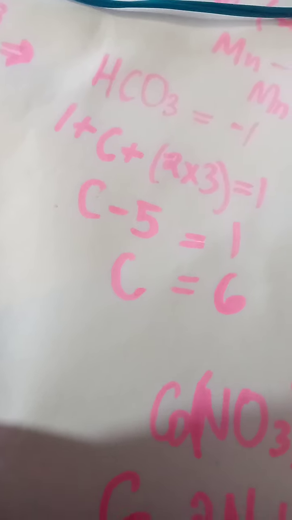The next entity I'd like to calculate is chromate. Chromate, CrO4, with an overall charge of 2 minus.